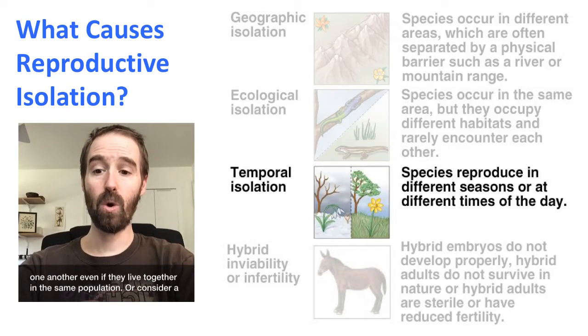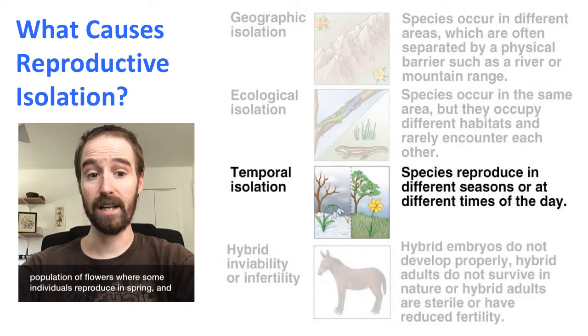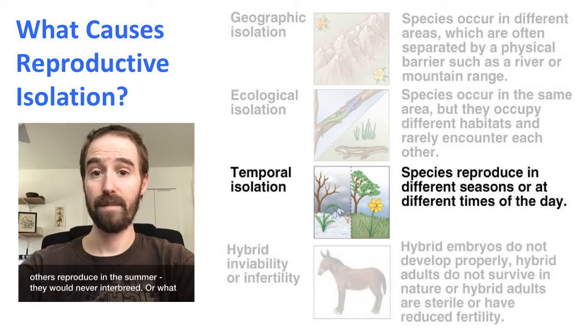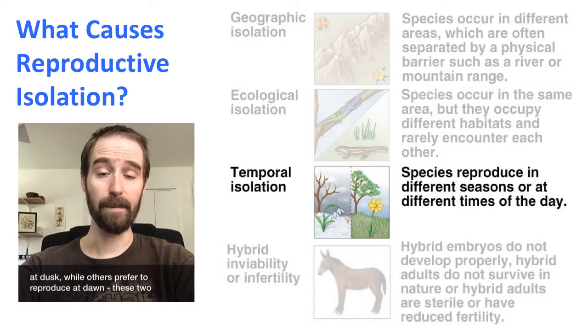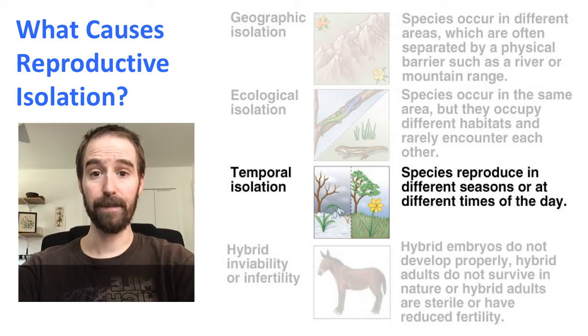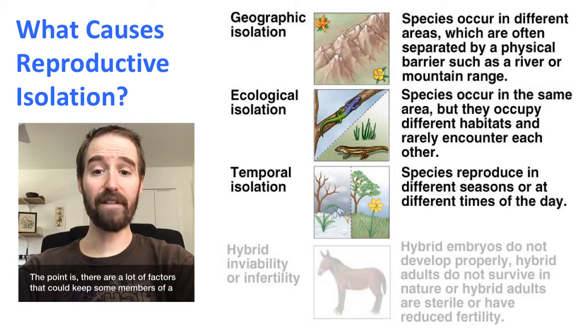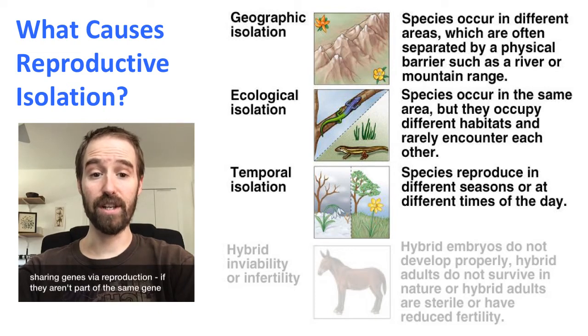population. Or consider a population of flowers, where some individuals reproduce in spring and others reproduce in the summer. They would never interbreed. Or what about a population of frogs, in which some individuals prefer to reproduce at dusk, while others prefer to reproduce at dawn? These two groups would never interbreed. The point is, there are a lot of factors that could keep some members of a population from mating with other members, and if groups aren't sharing genes via reproduction, if they aren't part of the same gene pool, then they can evolve in totally different directions.